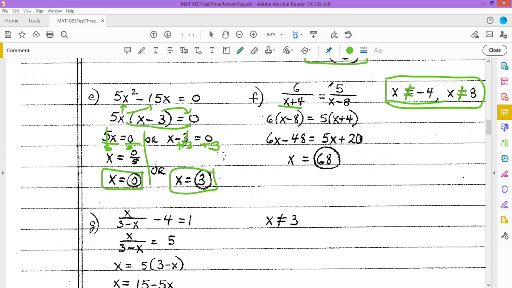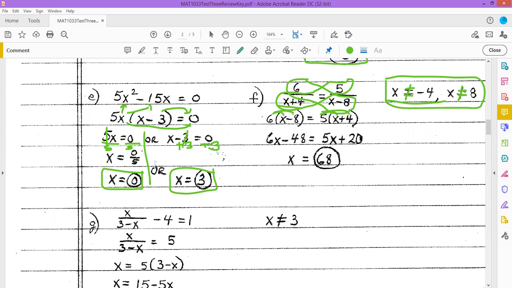Now, to solve, what we're going to do is cross multiply. We're multiplying the terms that are diagonal to each other. So we multiply 6 times x minus 8 and 5 times x plus 4. Then we distribute on both sides.